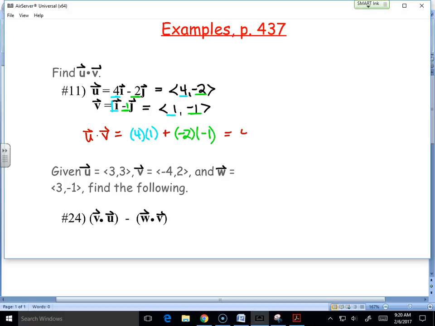We end up with 4 plus 2 is 6. It's a constant, and you're right. We're just practicing.